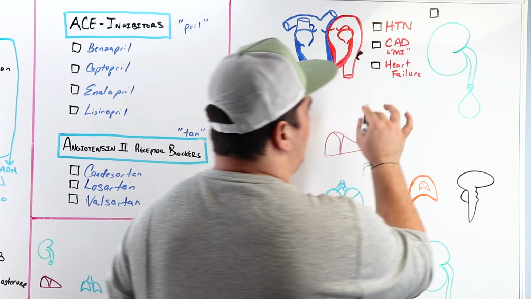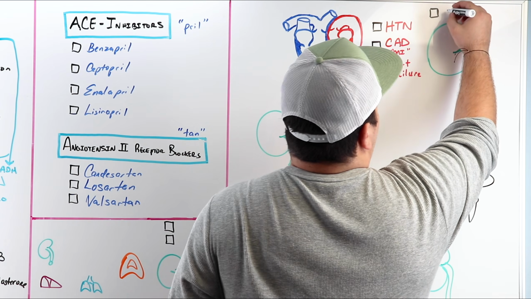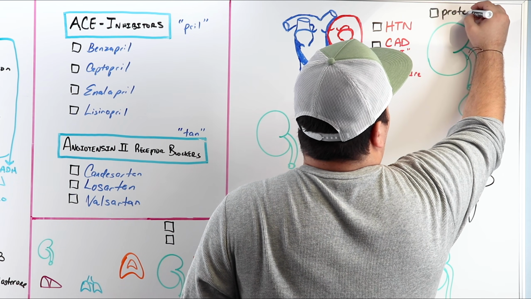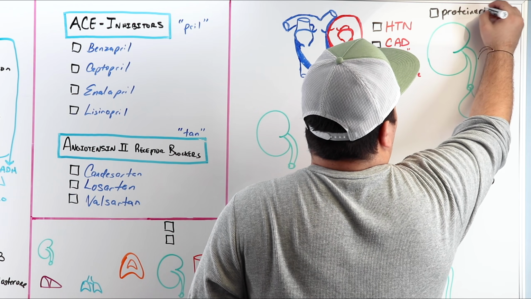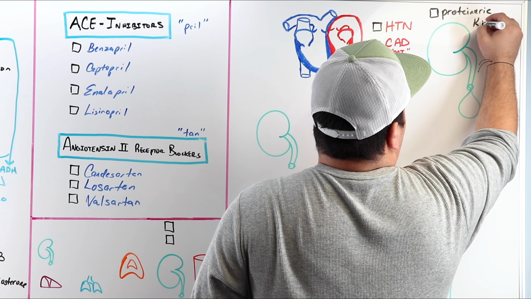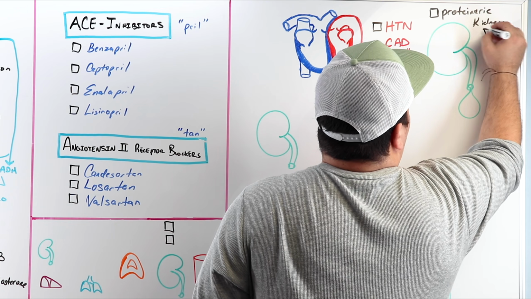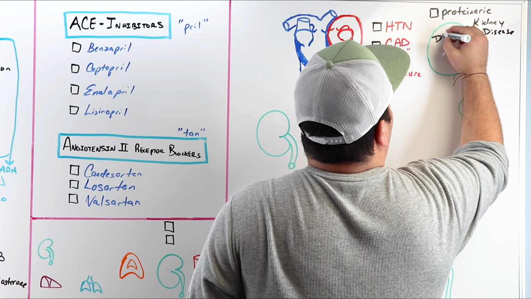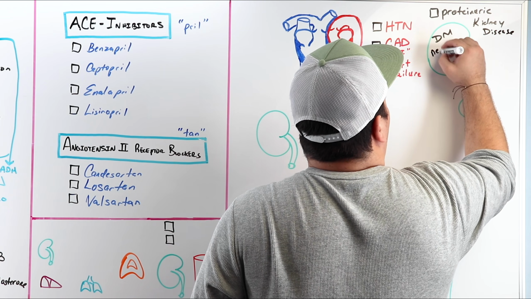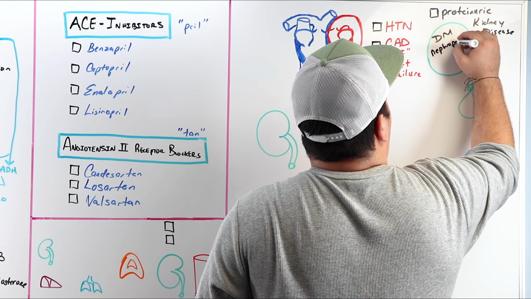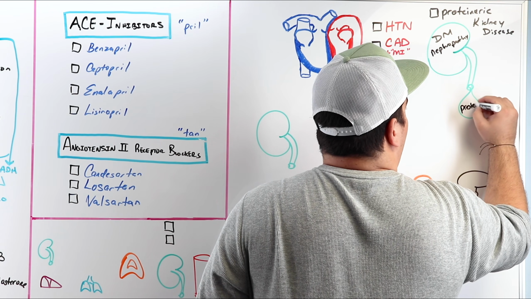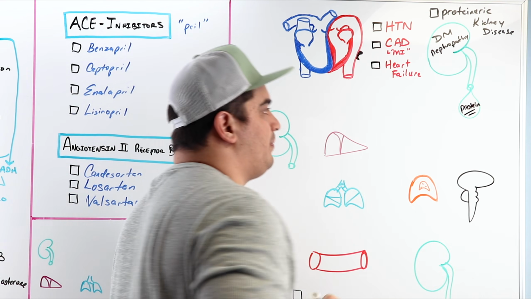Another thing that we've also seen with ACE inhibitors and ARBs is that they're good for patients with kidney disease, particularly those who have a lot of proteinuric kidney disease. So one of the big ones here is diabetes. So if someone has diabetic nephropathy, right? In diabetic nephropathy, they lose a lot of protein in their urine, right? They lose a lot of albumin in the urine.